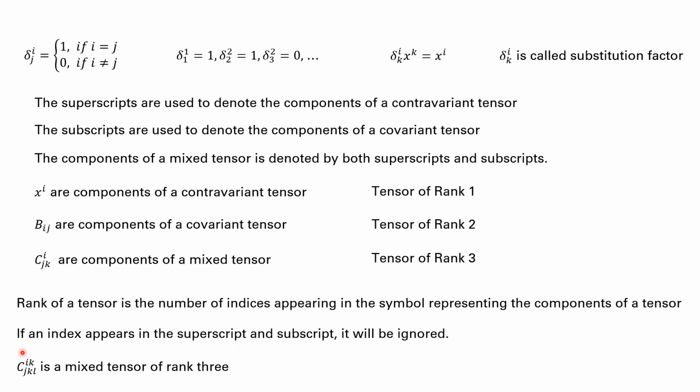Suppose an index appears in the superscript as well as in the subscript, it has to be ignored while finding the rank of the tensor. For example, c superscript ik subscript jkl is a mixed tensor of rank 3. The index k appears both in the superscript as well as subscript, hence it is ignored. Hence we have i, j and l as the indices, hence this is a tensor of rank 3.